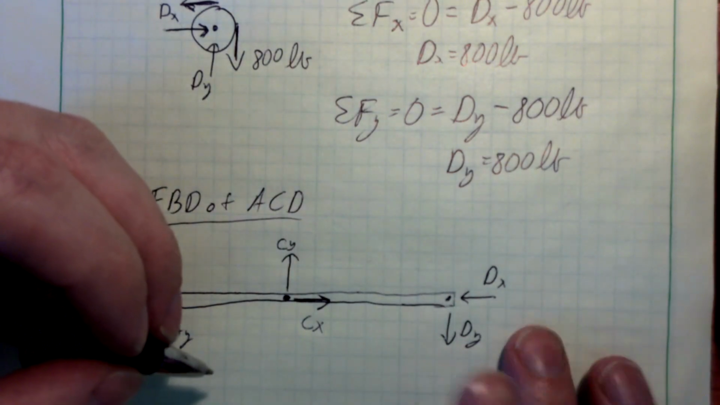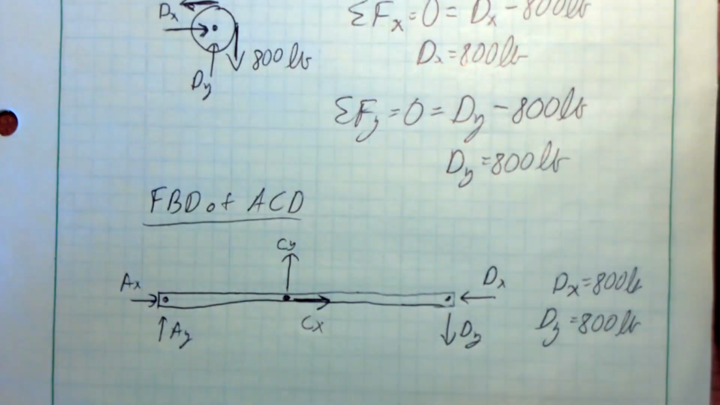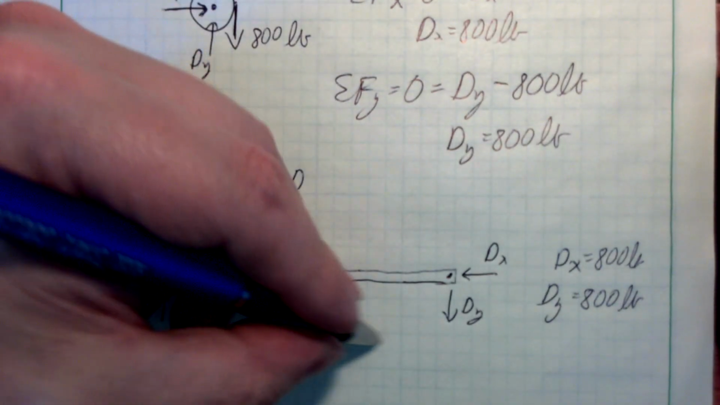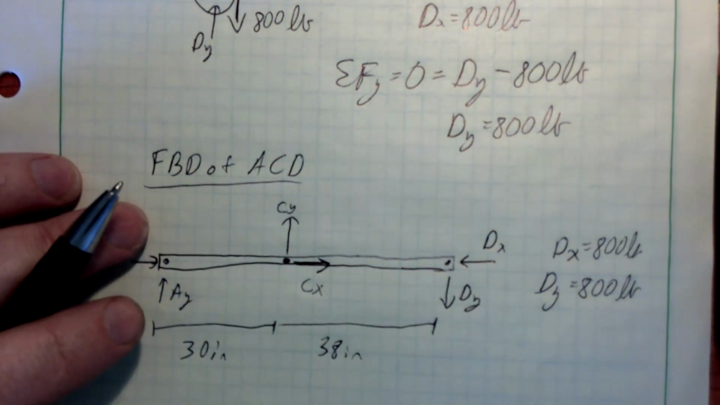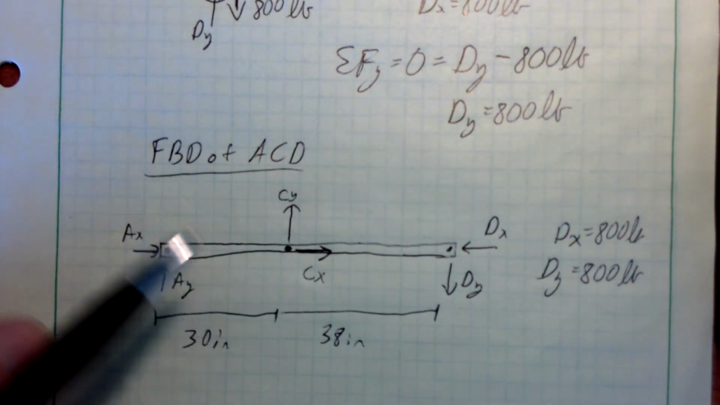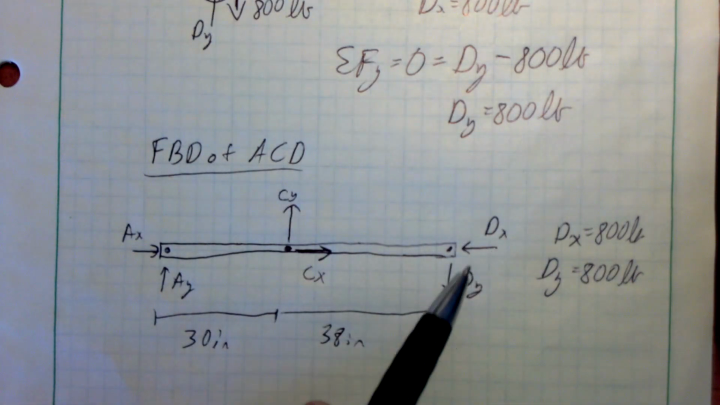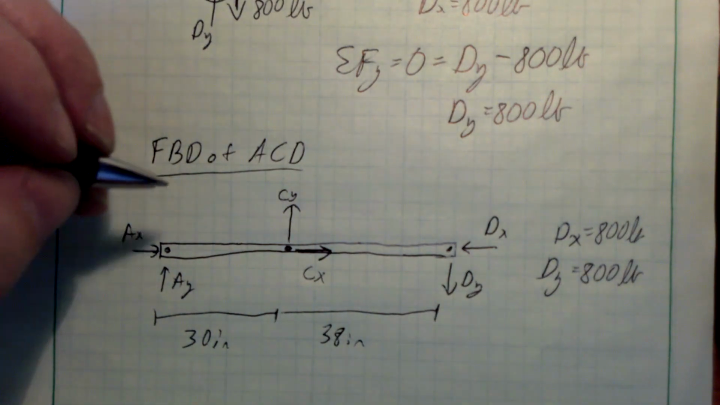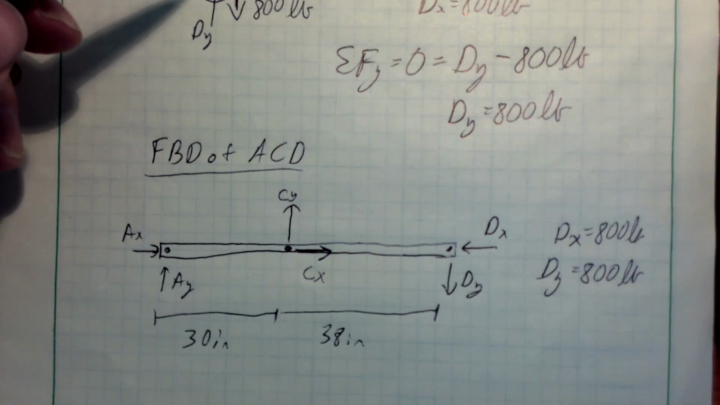Okay, so I know dx and dy. Those are known. dx is equal to 800 pounds, dy is equal to 800 pounds. I also know distances here. I know this is 30 inches. If I use a moment equation, that's going to be important. And this one's 38 inches. Now, as I said, I can't solve for all four of these unknowns from this one free body diagram. I've got 6 parameters. I know 2 of them. I can only write 3 equations, so I can only solve for up to 3 of these on this free body diagram.